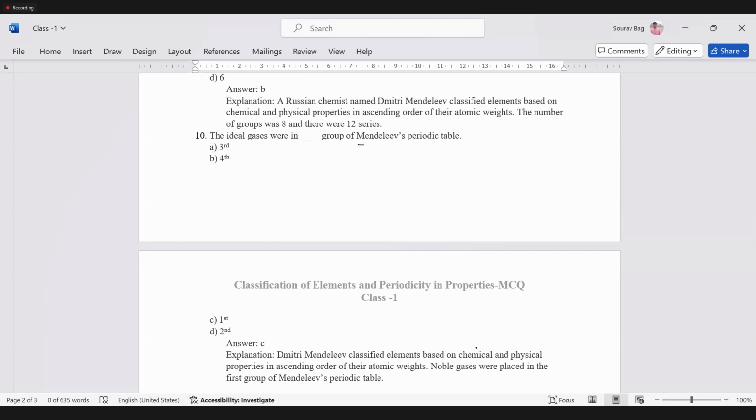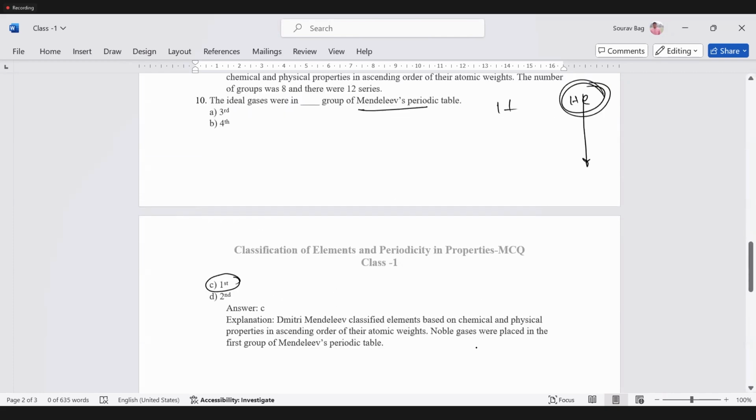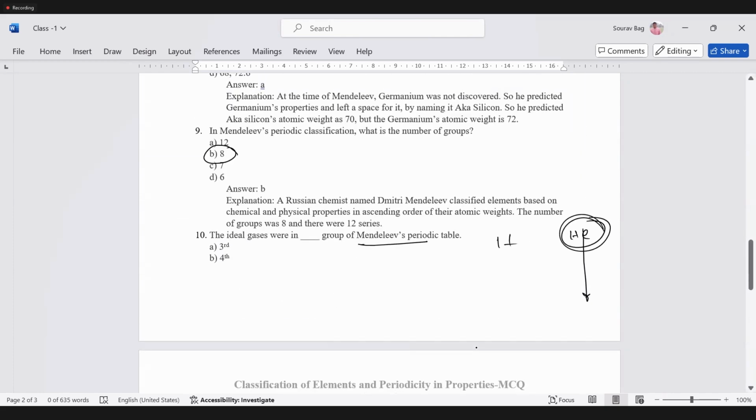When we are talking about the Mendeleev periodic table, in the first group, if you see, the ideal gases were in the group. So in this first group, hydrogen, then helium is present here. Okay, so in this first group, these are present. Here I have just discussed the 10 MCQ questions according to the first lecture.